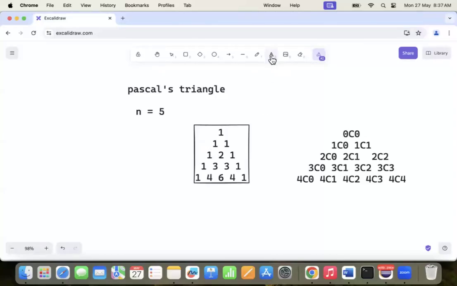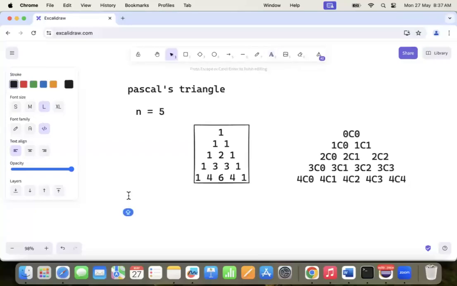Let's write here. Could you tell me, we are not starting with i equal to 1, right? We are starting with i equal to how much? 0. Let us try to form the formula of i. When i is equal to 0, how many spaces are required? 4 spaces. When i is equal to 1, how many spaces are required? 3 spaces required.